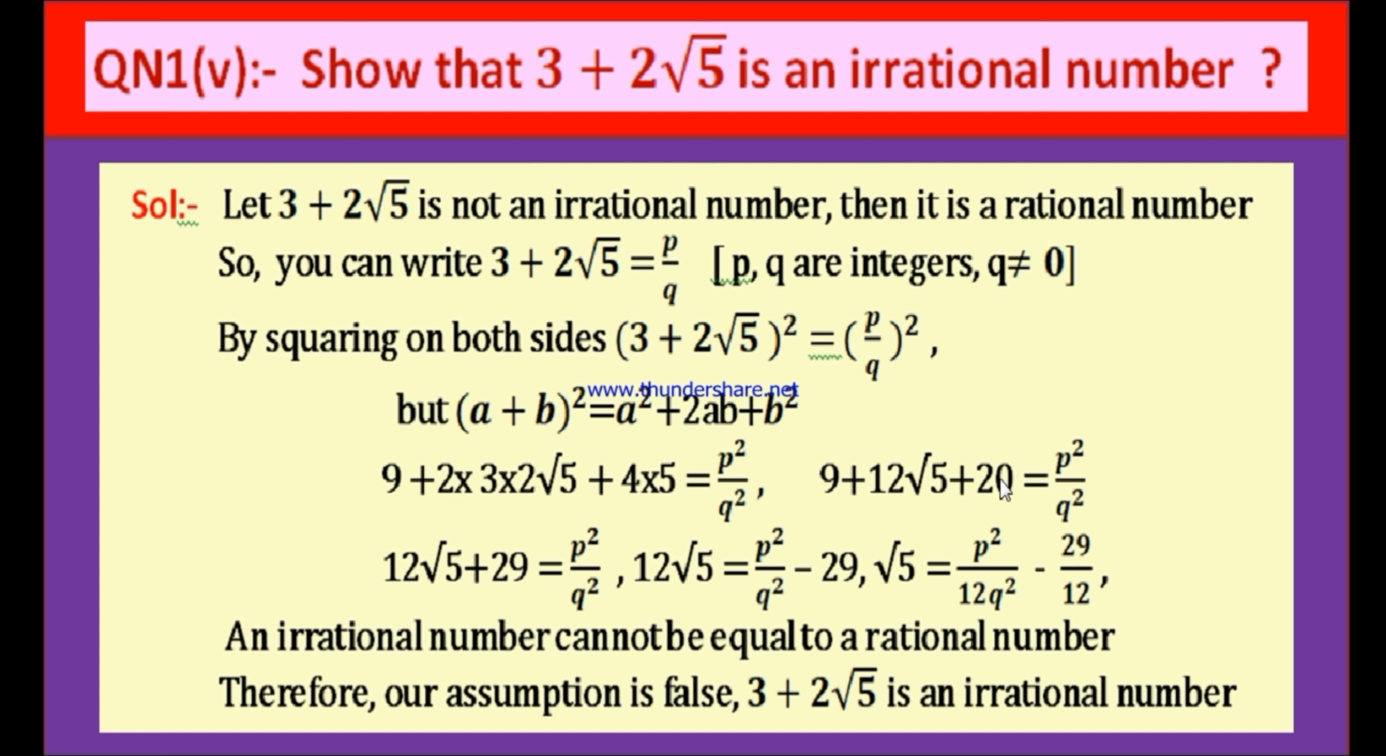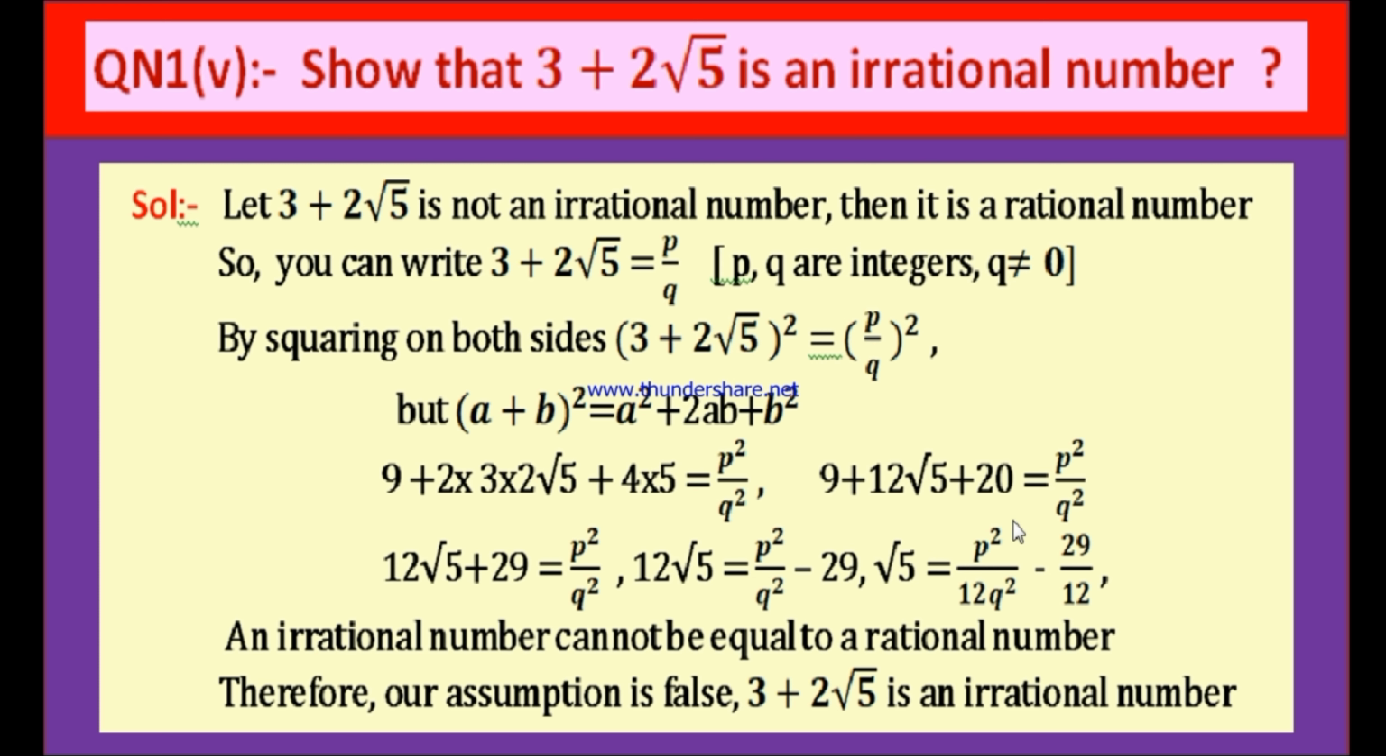Now what is 9 plus 20? 29 plus 12 root 5 is equal to p square by q square. Take this plus 29 to the other side, then 12 root 5 is equal to p square by q square minus 29. Or root 5 is equal to, dividing with 12, p square by 12q square minus 29 by 12. Here LHS is root 5. Root 5 is an irrational number.